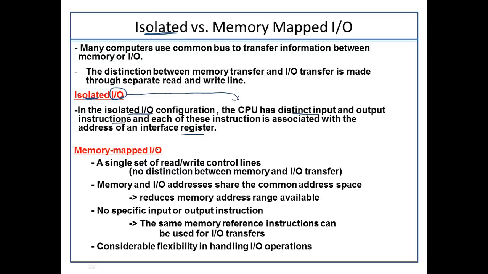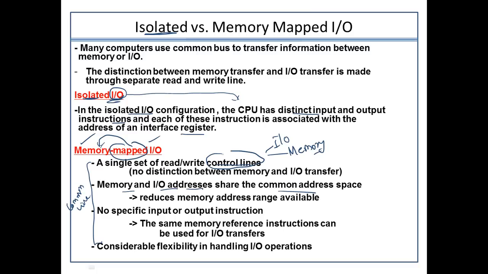But when we talk about memory mapped IO devices, what happens is that we are using a set of control lines. You could say one common set of control lines for IO as well as for the memory. Why so? Because its name is memory mapped. We have mapped the peripherals within the memory line. So both memory and IO addresses share the common address space. It means everything will be shared. There would be a common line between the memory and the IO devices.